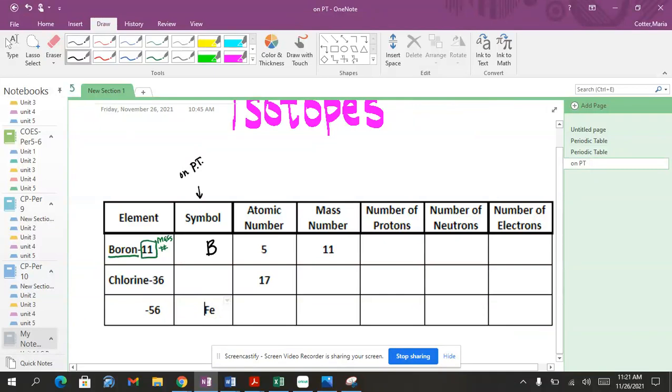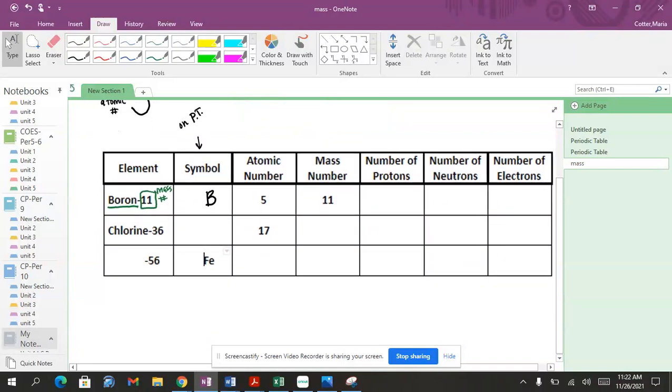Now, when we have our isotopic notation, we always have our symbol. I'm just going to use an S here. On top, we're going to have our mass number. And on the bottom, we're going to have our atomic number. It will look similar to a fraction, if you will, but make sure you never, ever, ever simplify them because we're not in math.